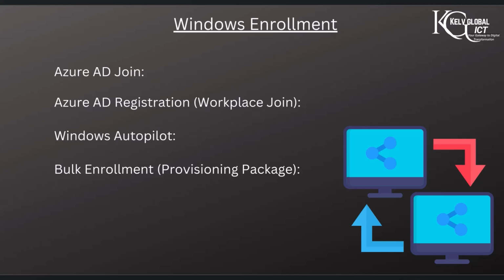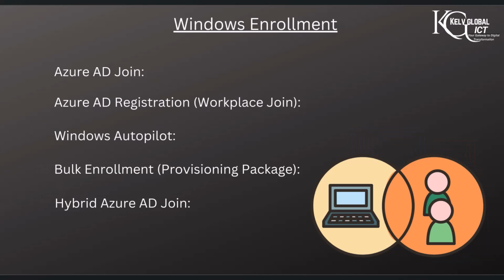And lastly, we have the hybrid Azure AD join. This method is best suited for organizations with existing on-premises Active Directory infrastructure. So devices are joined to both on-premises Active Directory and Azure AD. This is actually the scenario which we have been seeing in this tutorial, because I configured a hybrid Azure AD environment where my devices are synced from my on-premises to the cloud.